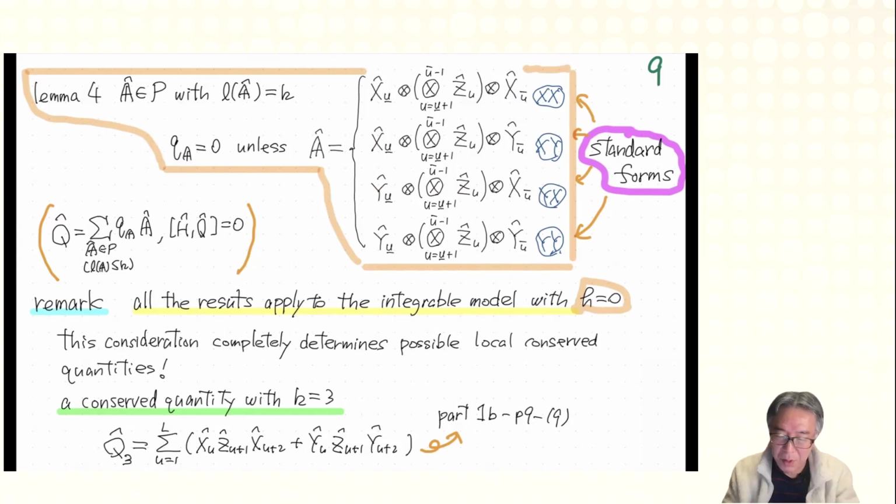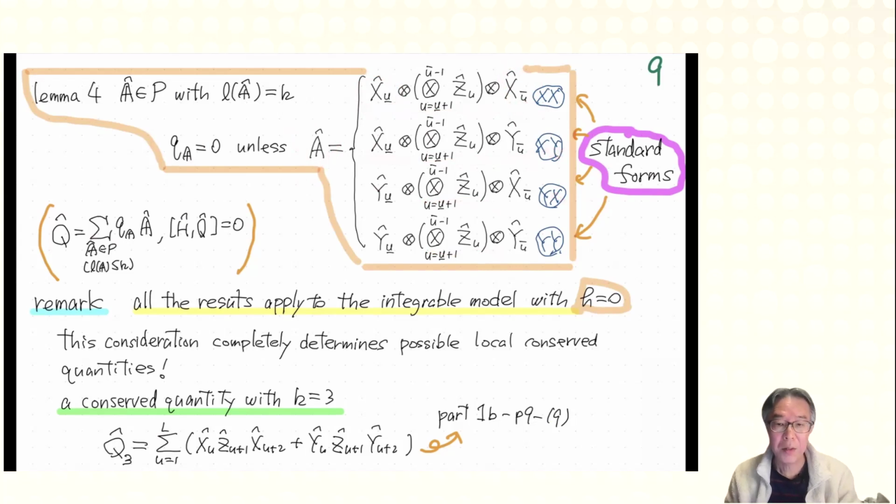Okay. So this A should be either one of these 4 forms. The left end can be either x or y, and in the middle, you always have to have z's. So there are 4 patterns that we may call XX, XY, YX, YY for the trivial reason.